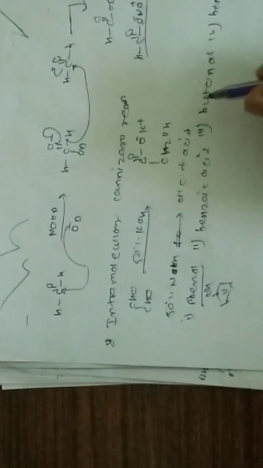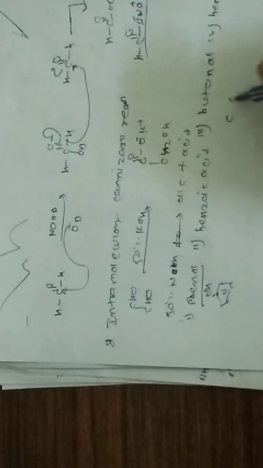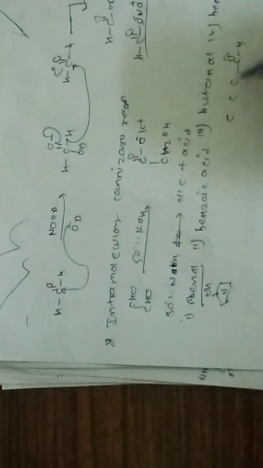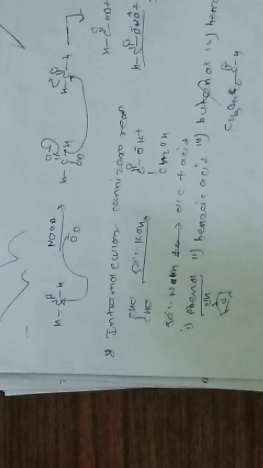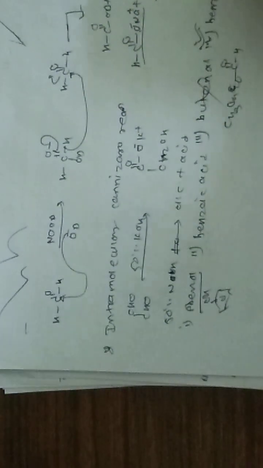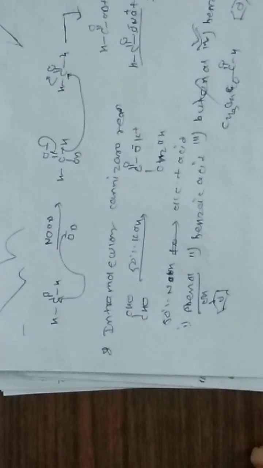Phenol is an alcohol, a benzene ring with a hydroxy functional group. Benzoic acid is an acid, so it will not give the Cannizzaro reaction. Butanol: butane means four carbons, methane, ethane, propane, butane, CH3, CH2, CH2, CH2OH. It has alpha hydrogen atoms, therefore it will not give the Cannizzaro reaction either. Then the last option is correct. Let's draw the structure: benzaldehyde, C double bond O, H. It has no alpha hydrogen atom, so it will give the Cannizzaro reaction.